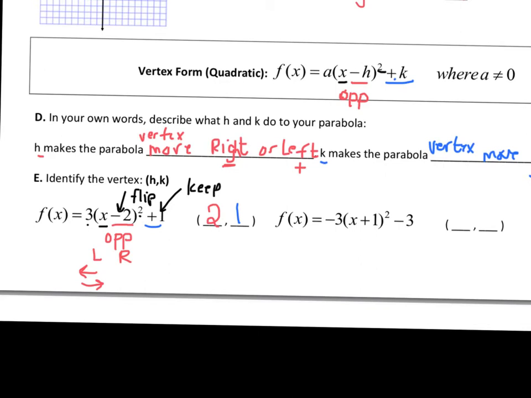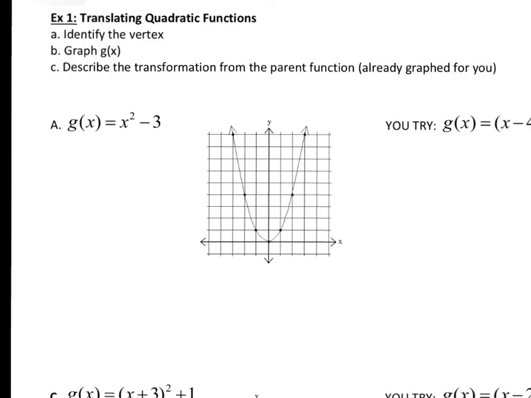So let's see if you can get the vertex for the next one. If you flipped that sign to negative and you kept that sign at negative, your vertex would be at -1, -3. All right, now we'll put these all together.